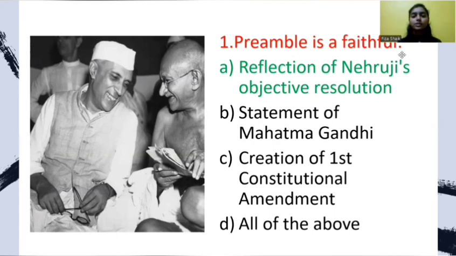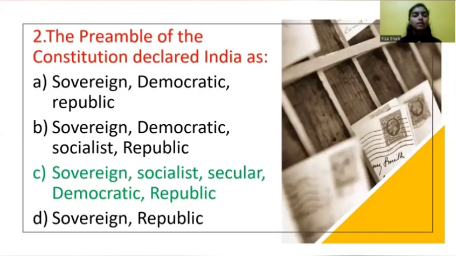Moving on to the next question. The preamble of the Constitution declared India as option A, sovereign, democratic, republic, option B, sovereign, democratic, socialist, republic, option C, sovereign, socialist, secular, democratic, and republic, option D, sovereign, republic. So the correct answer is option C, sovereign, socialist, secular, democratic, and republic.